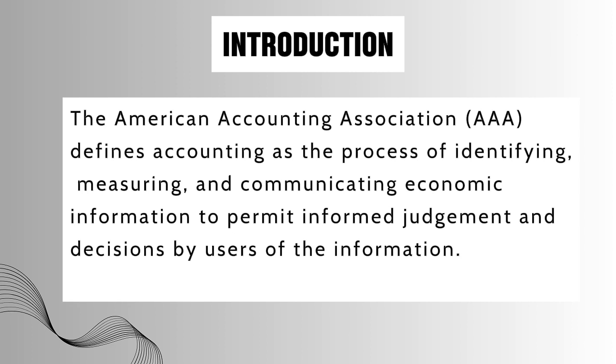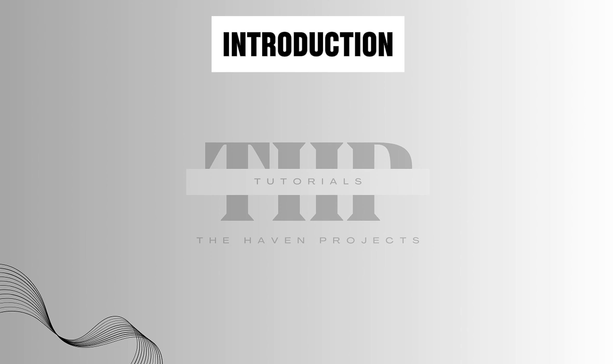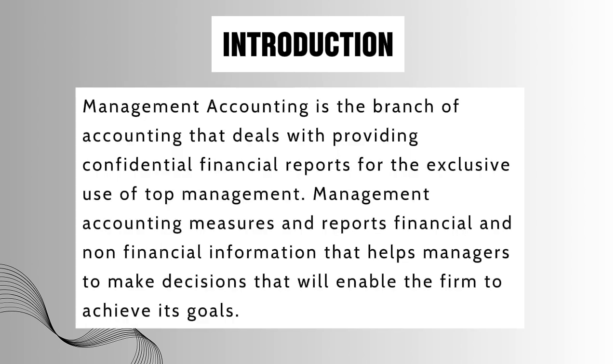There are two major branches of accounting: financial accounting and management accounting. Whereas financial accounting deals with providing information to external users, management accounting focuses on internal users. Management accounting is a branch of accounting that deals with providing confidential financial reports for the exclusive use of top management. Management accounting measures and reports financial and non-financial information that helps managers to make decisions that will enable the firm to achieve its goal. Management accounting deals with information that is not generally disseminated outside a company, such as salary cost, profit targets, and cost of materials per unit produced. This is a fair idea on what management accounting is all about.